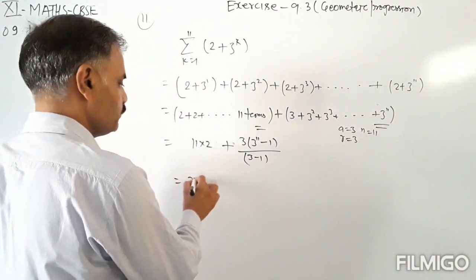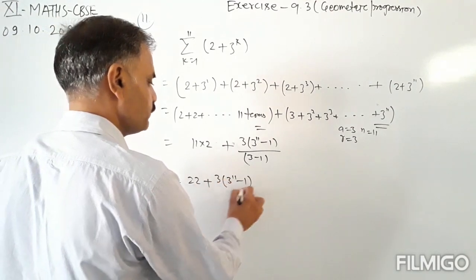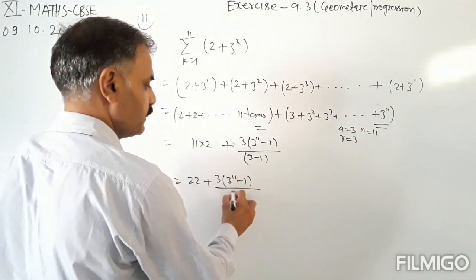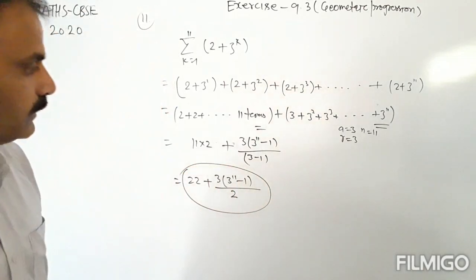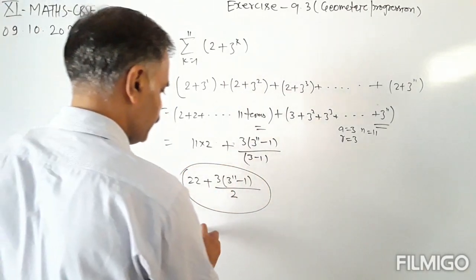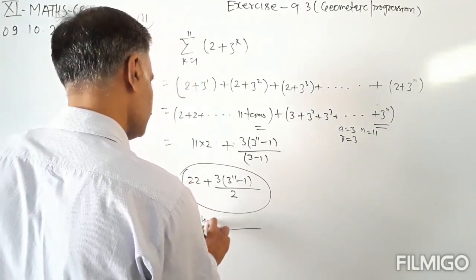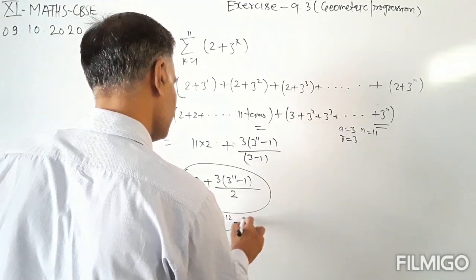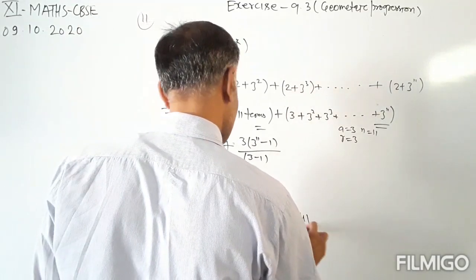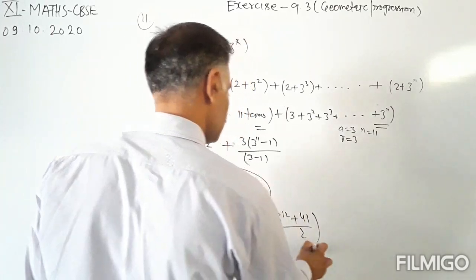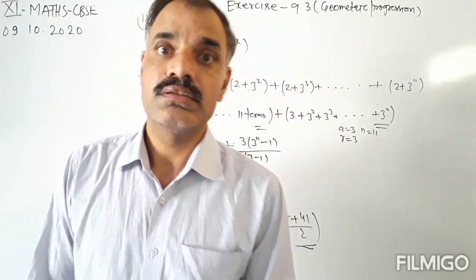So this is 22 plus 3 into 3 to the power 11 minus 1 upon 3 minus 1, that is 2. This is the sum. This can be written as 244 plus 3 raised to the power 12 minus 3, so 3 raised to the power 12 plus 41 upon 2. This is the total sum of the given sum.